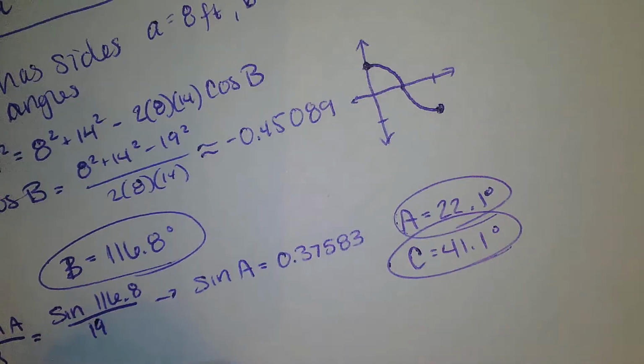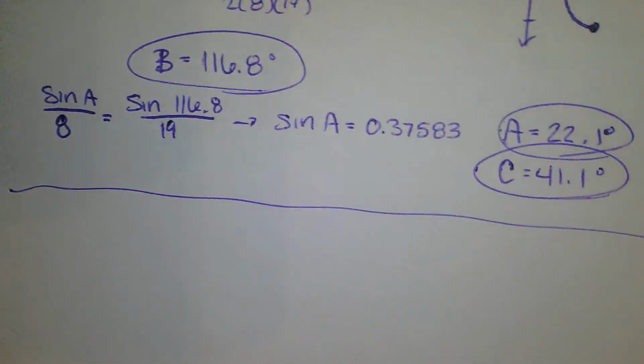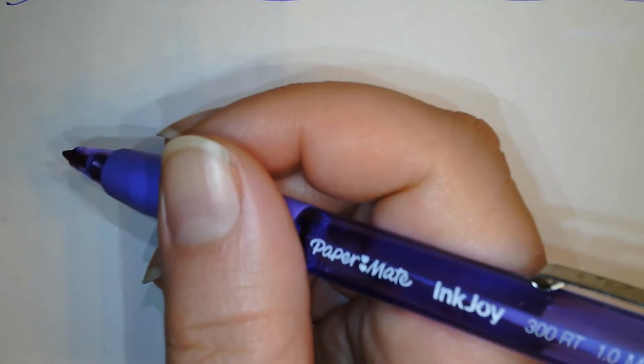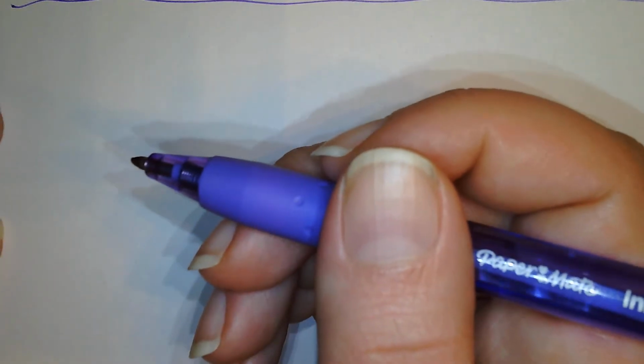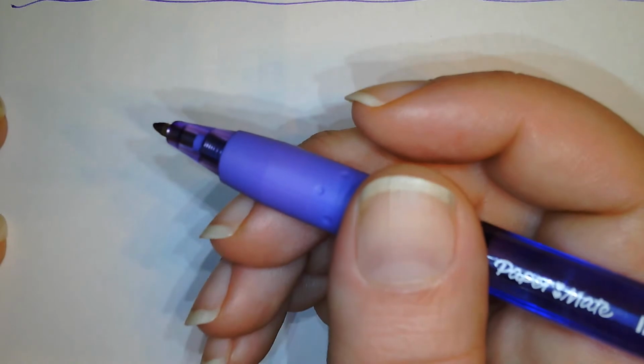Let's check out a side angle side. And the issue with the side angle side, and why we can't use the law of sines, is because it's the wrong side. Oh, excuse me, it's the wrong angle. So, here's our example.